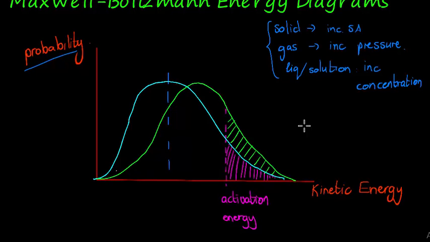Now those are the three changes I could make. I could either change the total kinetic energy of everything, the activation energy to lower that, or the probability of actually having successful collisions by increasing the possible likelihood of those collisions: in solids by increasing surface area, in gases by increasing pressure, and in a solution by increasing the concentration.